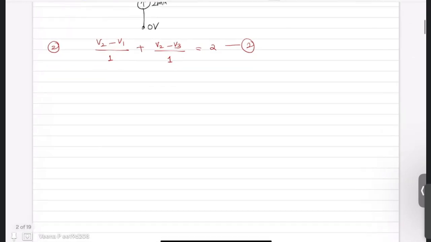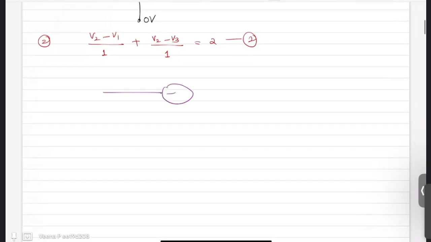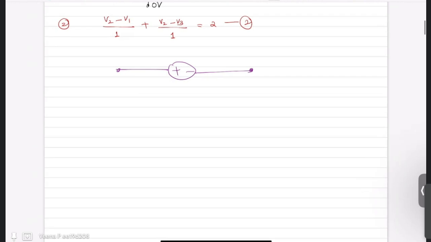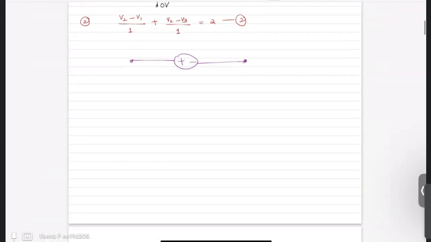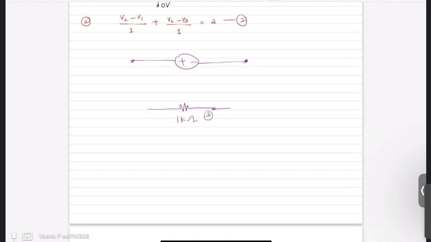Now what is a supernode? A supernode is formed by two nodes between which a voltage source is connected. Now, if I redraw my third node, there is a 1 kilo ohm connected to node 3. There is a 3 milliampere current. There is another 1 kilo ohm. There is a voltage source of 2 volts and there is my node V4.